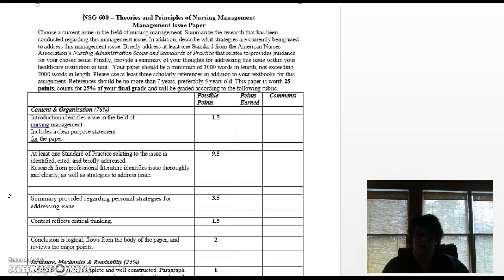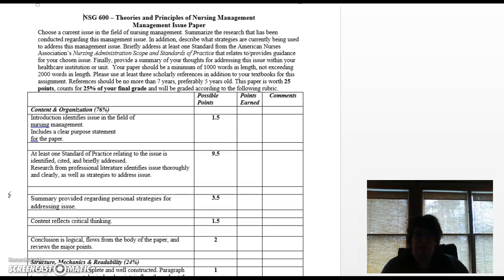You're going to, of course, start out with the introduction, and you're going to provide an overview of your chosen issue, and also include a clear purpose statement for the paper. What do you seek to explain in your paper, and what are the goals? It should include some of that regulatory guidance as far as the Nursing Administration Scope and Standards of Practice, and looking at the literature surrounding your chosen issue.